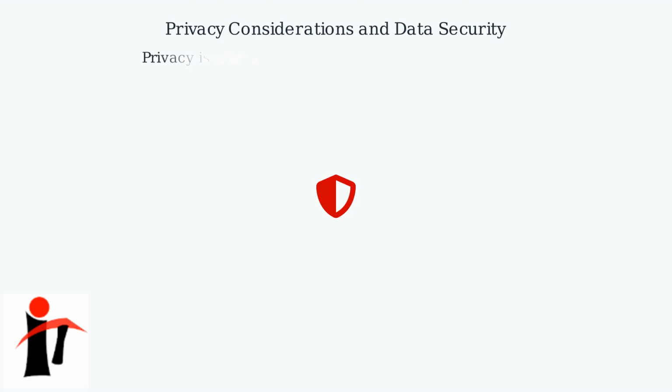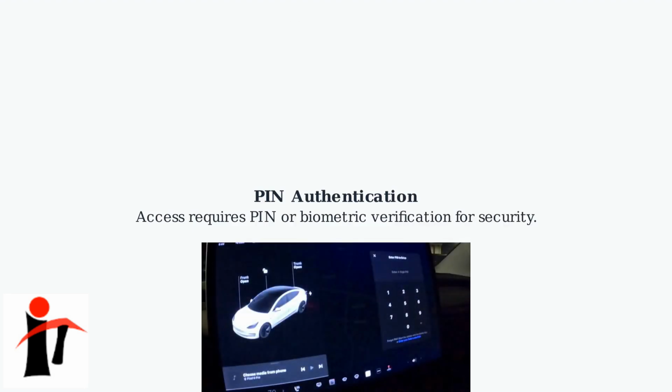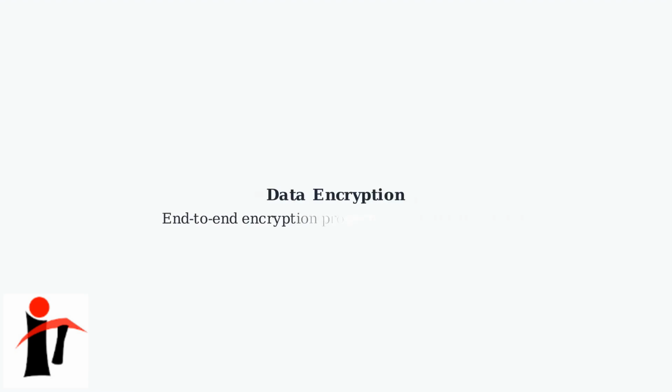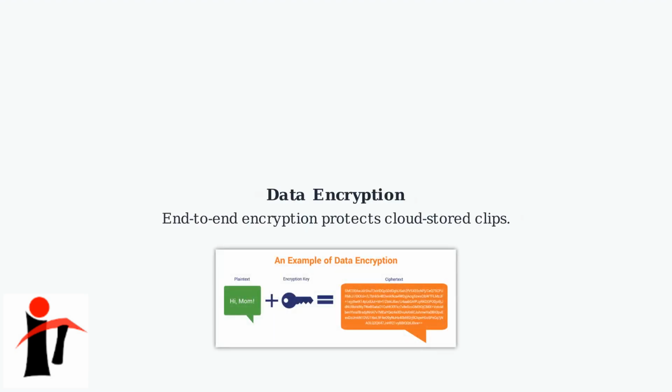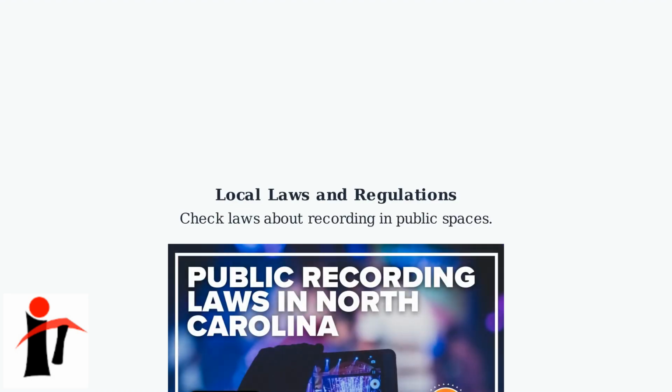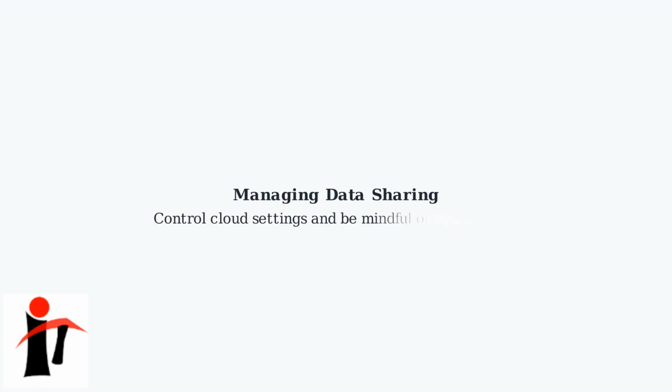Privacy is crucial when using Tesla's recording features like Dashcam and Sentry Mode. Tesla uses PIN authentication and biometric verification to secure access to your recordings. Data encryption, including end-to-end encryption for cloud-stored clips, helps protect your privacy. Be aware of local laws and regulations regarding recording in public spaces to avoid legal issues. Manage your cloud storage settings carefully and be mindful of the data you choose to share.